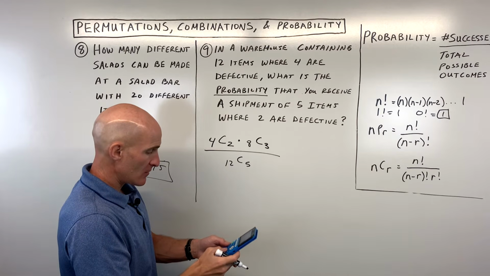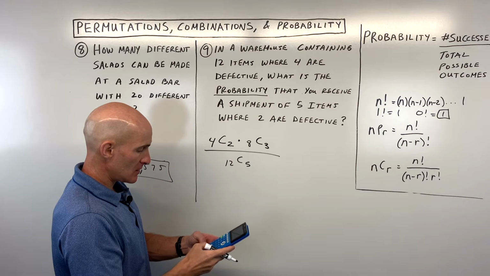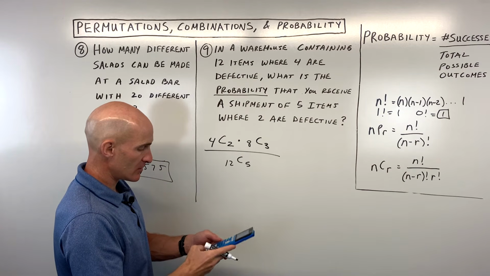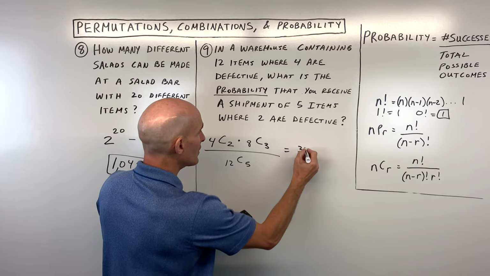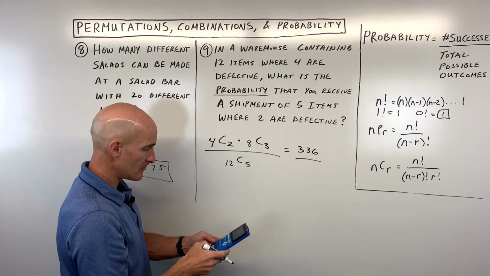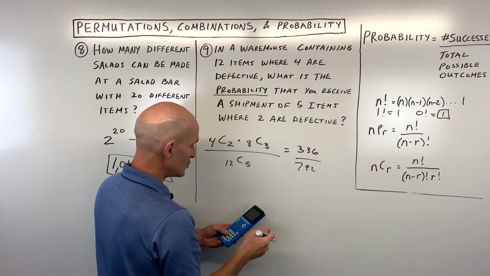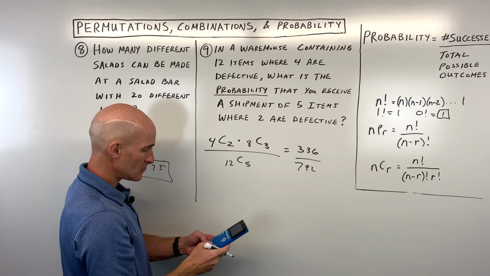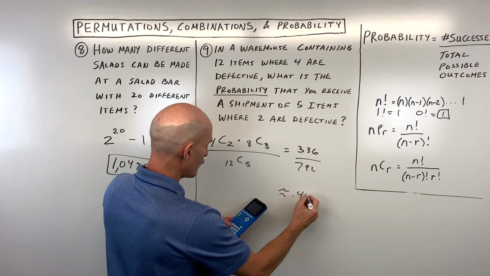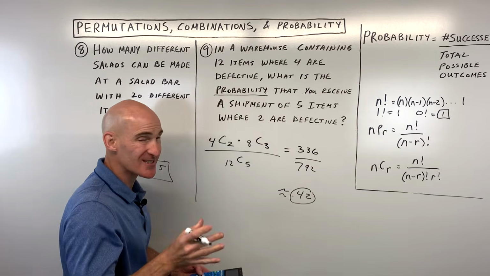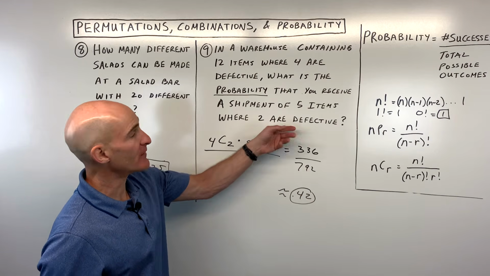So let's see what that comes out to. So we have 4, okay, do this on the calculator. Okay, so this is coming out to 336 divided by 792, which is about 0.42. So it's about a 42% chance that you would receive 2 defective and 3 good.